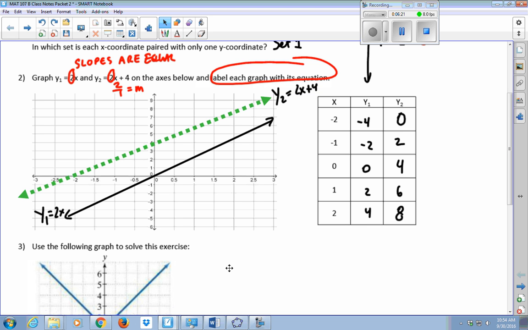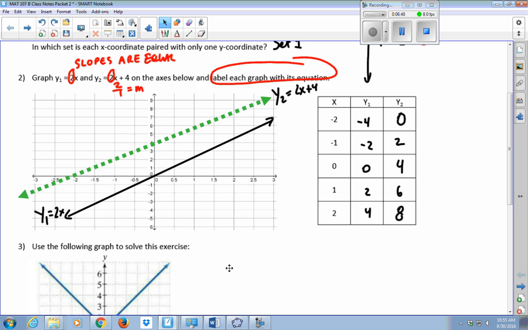If I gave you these two equations and not the table, how would you know that the green one was y2 and that the black line was y1? What else tells you that? That the green line goes with y2 and the black line goes with y1. What else tells you that? Has bigger numbers where? All right, no table, just the graph.